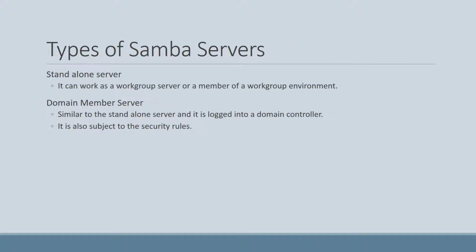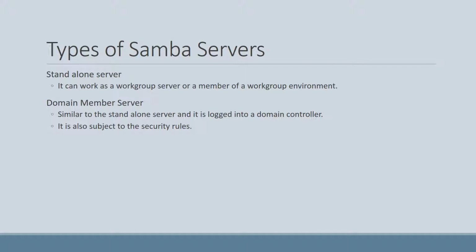Some types of Samba servers. We have the standalone server. A standalone server can be a workgroup server or a member of a workgroup environment. A standalone server is not a domain controller and doesn't participate in a domain in any way. Some examples of how it works are anonymous read-only, anonymous read and write, anonymous print server, and secure read-write file and print server.